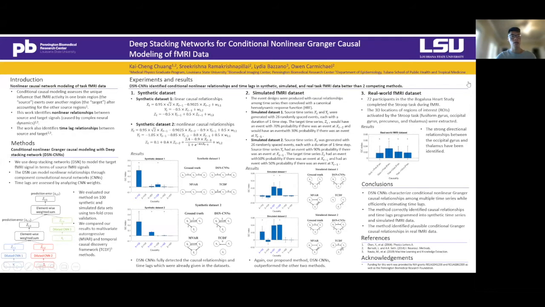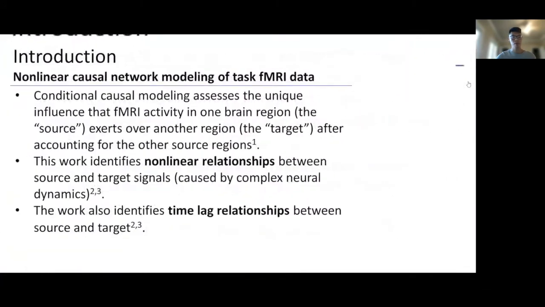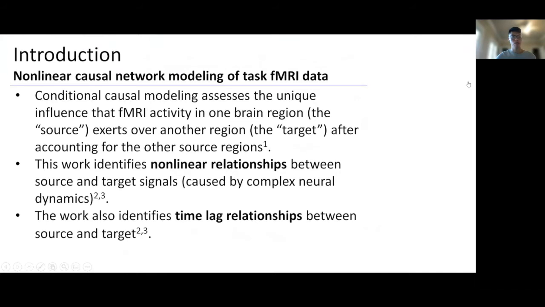Hello everyone, today I would like to talk about our study, Deep Stacking Networks for Conditional Nonlinear Granger Causality Modeling of Functional MRI Data. In this study, we proposed a method to find out the nonlinear Granger causality network of functional MRI data. The conditional Granger causality modeling is defined as the unique inference of one brain region to another brain region after accounting for the other source regions.